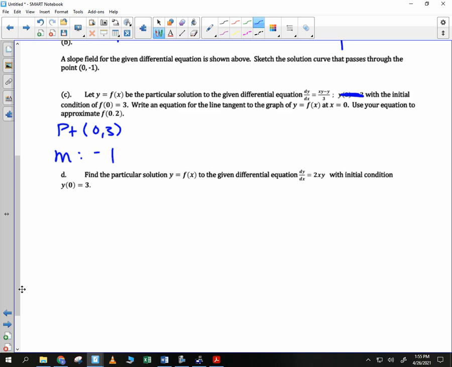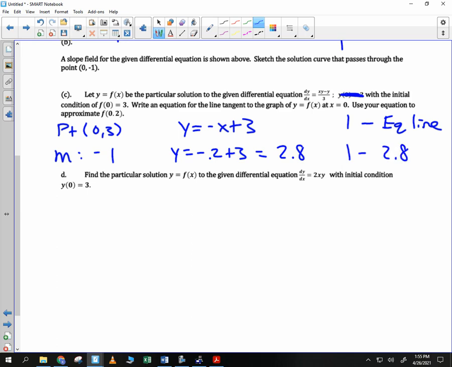Write your equation for your line. You have y is equal to -x plus 3 then. So you have 1 point if you got the equation for the line correct. That would require that you have this as your point, and that is your slope, y equals -x plus 3. Then it says use it to approximate f of 0.2. So you just plug in 0.2, so y is equal to -0.2 plus 3. You should get 2.8. So one point for the 2.8.